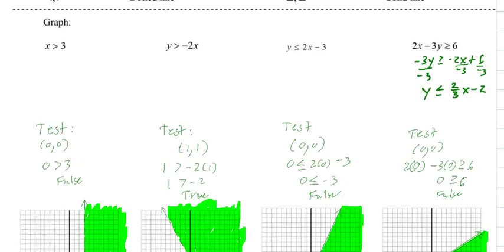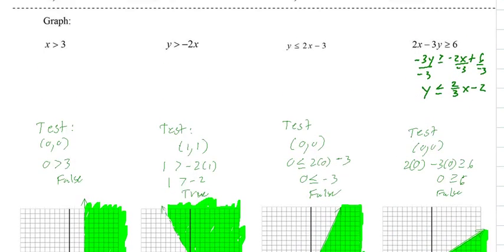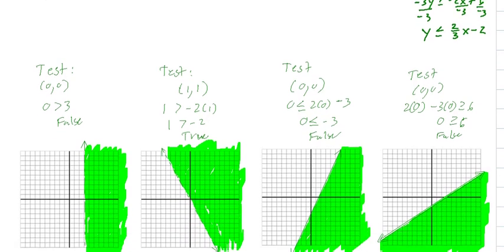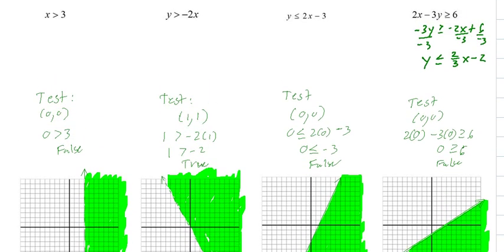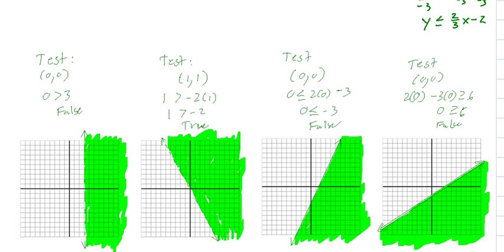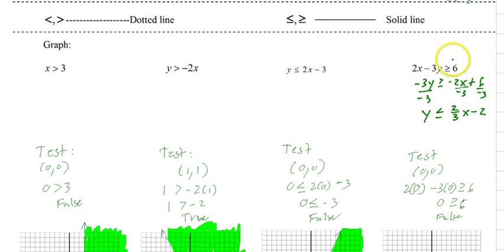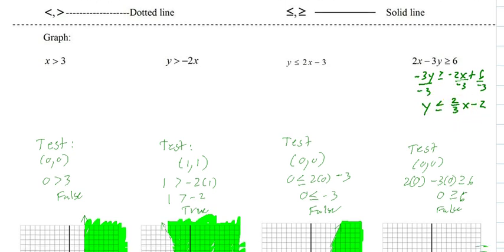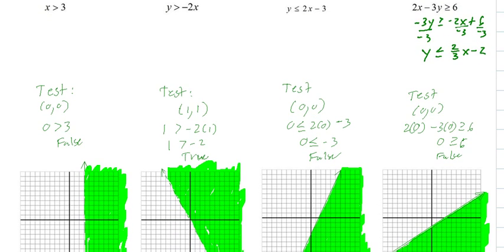All right, and these are the answers right here. Remember, the first one is a vertical line because it's just x. It also should be dotted. So the first two should have dotted. The last two are both equal, so they should be solid lines. And on the last one, if you decided to solve for y, to graph it, just make sure when you divide by a negative, you flip the inequality. All right, and that's it.